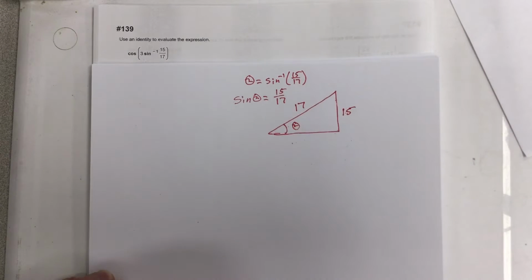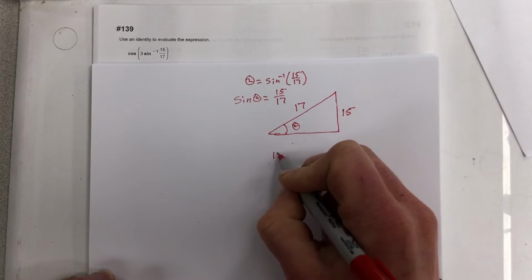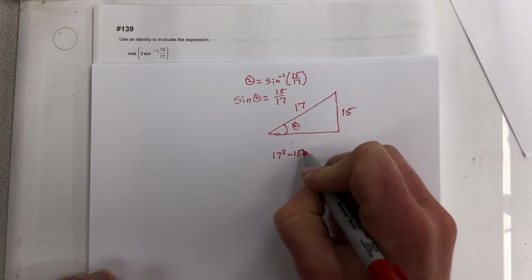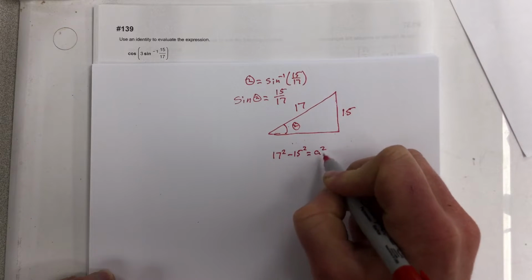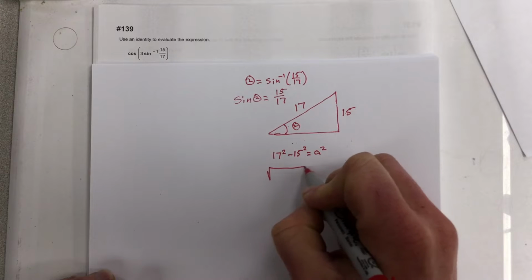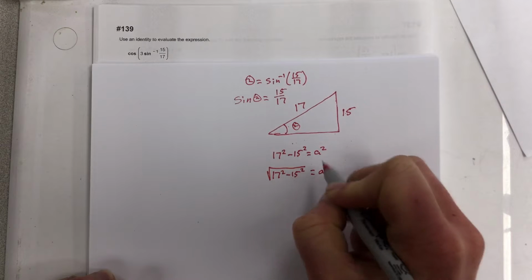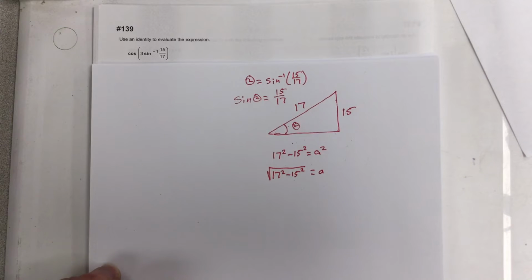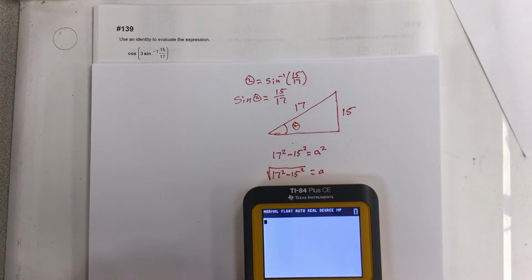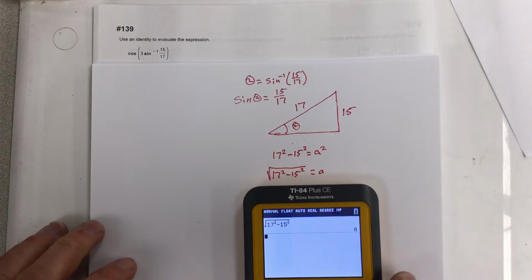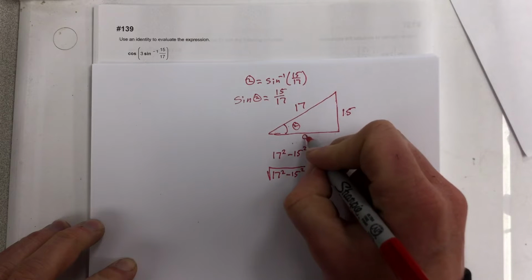hypotenuse is 17. I'm going to use the Pythagorean Theorem, so I have 17 squared minus 15 squared equals a squared. So I'll take the square root basically of 17 squared minus 15 squared, and that'll be what this a piece is right here. Plug that in the calculator. 17 squared minus 15 squared, 8. So this is 8 right here.